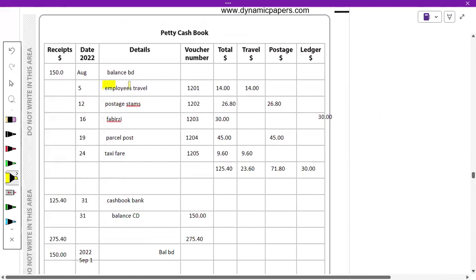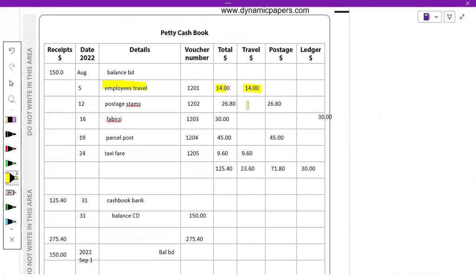First of all, we have the employees' travel, which is 14. We have to write it in the total and also in the travel column. Postage stamps, which is 26.80, and we have to write it here. Then 30 and 30. Parcel post, which is 45. Taxi fares, and now we have to total it. So this is 125.